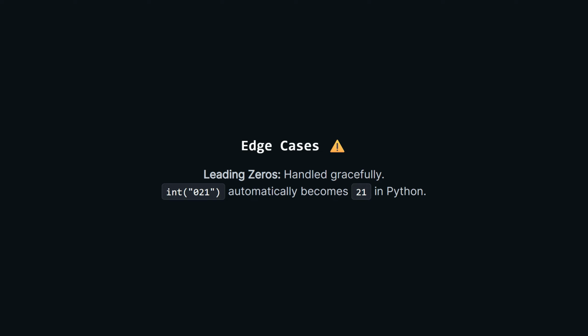Let's talk about edge cases quickly. The biggest trap here is leading zeros. The beauty of this Python solution is that when we flip a number like 120 into the string 021 and then convert that string back into an integer, Python automatically strips the 0 away for us, leaving exactly 21.